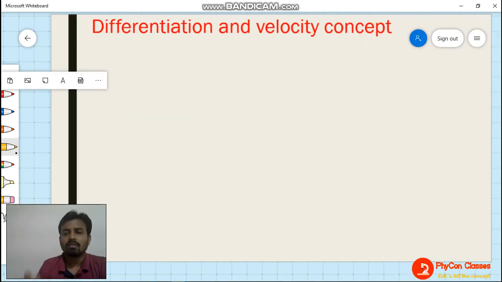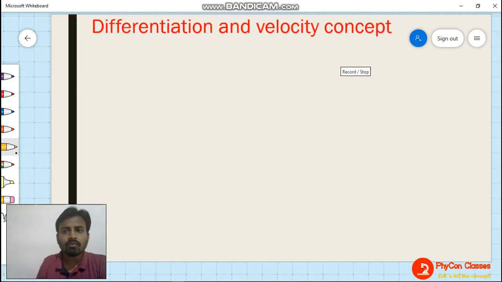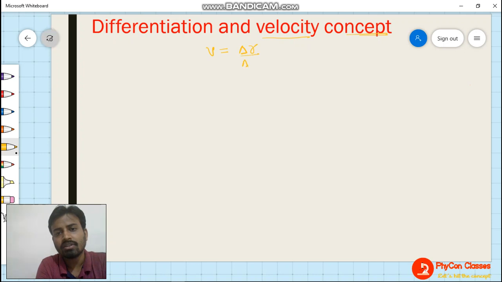Okay. So this one topic we were left with, that is the velocity concept in differentiation. How do we define velocity? Velocity is the change in position divided by change in time, or displacement divided by time. Displacement can be given as change in position. We have studied this thing, right?